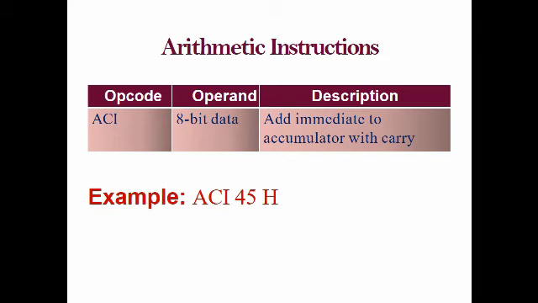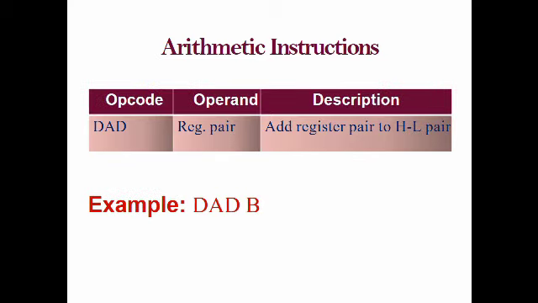ACI 8-bit data. Here I stands for immediate data, and it means add immediate to accumulator with carry. So it is just adding the immediate data along with carry to the accumulator. For example, ACI 45H: it will see whatever the contents of the carry flag are, and add it to 45, and the same will be added to the accumulator.